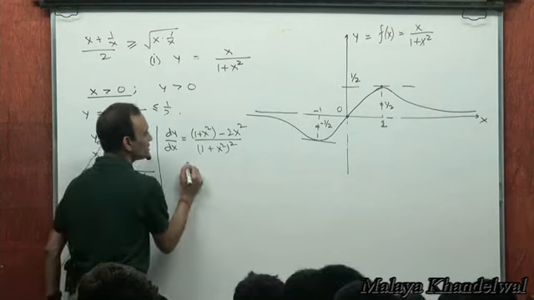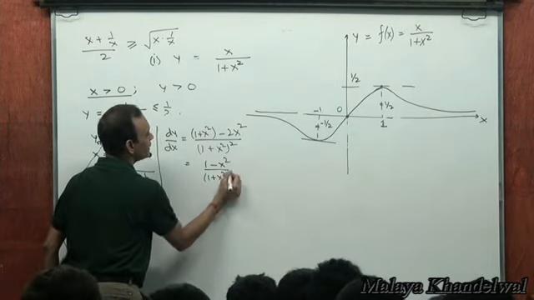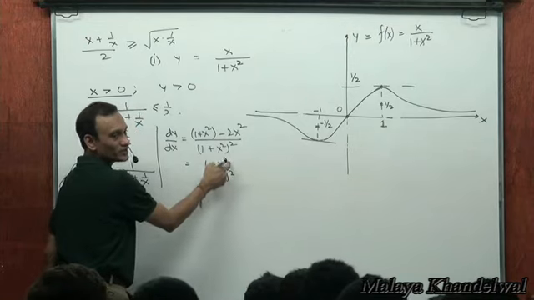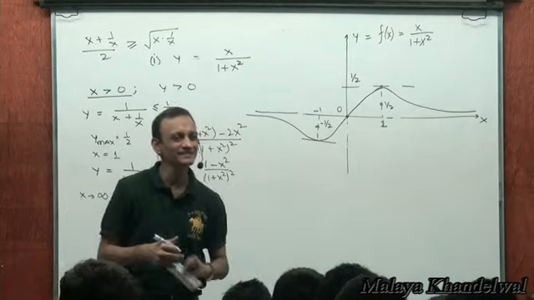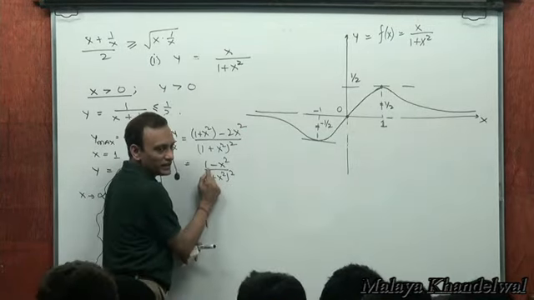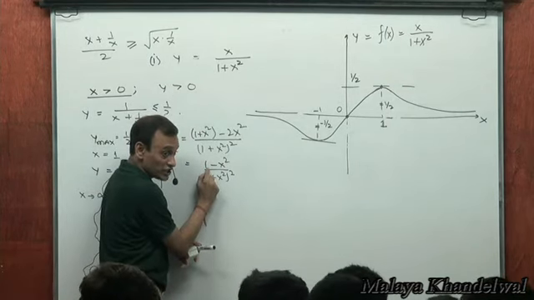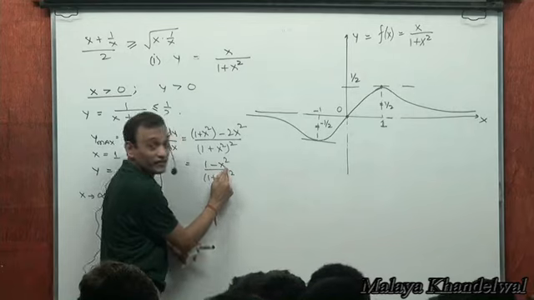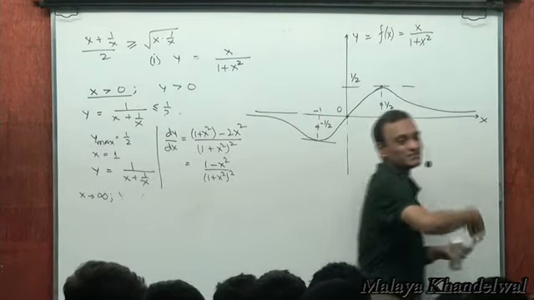Which is (1 minus x squared) by (1 plus x squared) whole squared. dy/dx is becoming 0 at x equal to plus 1 and minus 1, as expected. At x equal to 1, dy/dx is 0. When x is slightly less than 1, dy/dx is greater than 0. When x is slightly greater than 1, dy/dx is less than 0. So x equal to 1 ought to have been a local maxima.